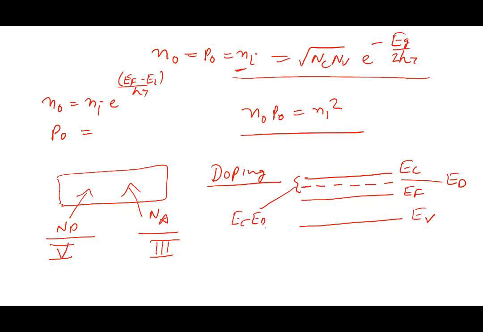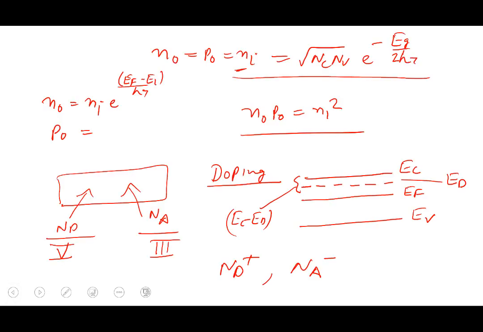This EC minus ED is important. Unless this energy difference is small, I can add a dopant element, but if EC minus ED is not small, I will not get ionization. It's not just the doping; you're looking for Nd plus and Na minus. You're looking for ionization of donors and ionization of acceptors. Only then will you get those electrons and holes.